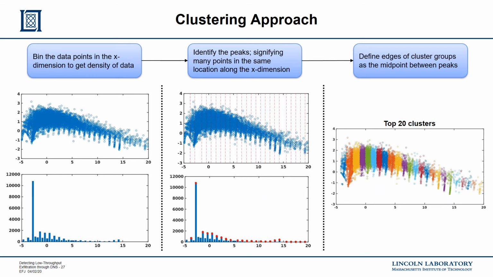To determine our clusters, we started by binning the data points in the x dimension to get the density of data within that axis. So that's shown as the first step here, and the data density in the x direction is shown as the bottom left plot. We then identified the peaks for the density, and that's shown as the bottom middle plot, and those red points highlight the peaks. And then we use those peaks to then decide what the middle of each cluster is going to be. And then that was how we determined our clusters. And as an example, we're showing the top 20 clusters resulting from this method for one of the days in our data set.